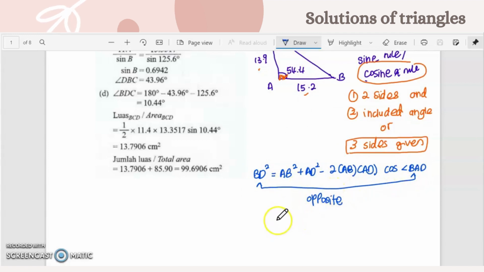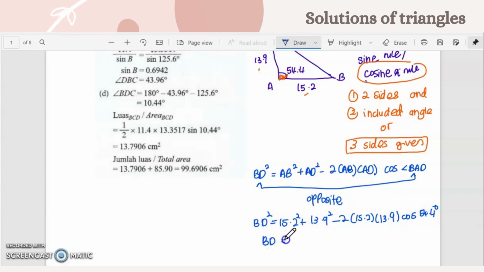Okay, so we substitute the values for AB, AD, and also the angle BAD. That is 15.2 square plus 13.9 square minus 2 times 15.2 times 13.9 cos 54.4. So we rearrange this, and then we get the length of BD equal to 13.3517 centimeter.